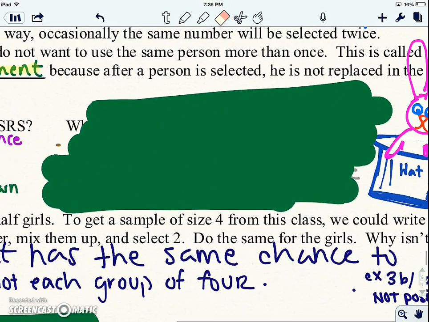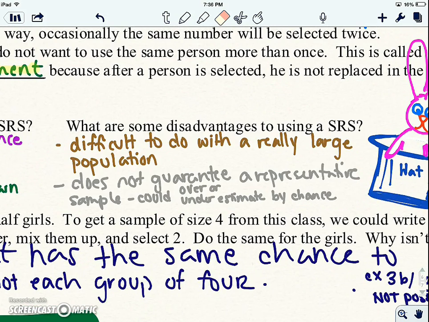Okay, some disadvantages. It is difficult to do with a really large population. Not so much if you can assign everybody a number on a computer and then use a computer to draw numbers 1 to 50,000. But if you had to put everybody's name in a hat, and that's the basic example, that would suck if there are 400 people whose names you have to write down. Okay, and it does not guarantee a representative sample. We could accidentally over or underestimate just by chance.